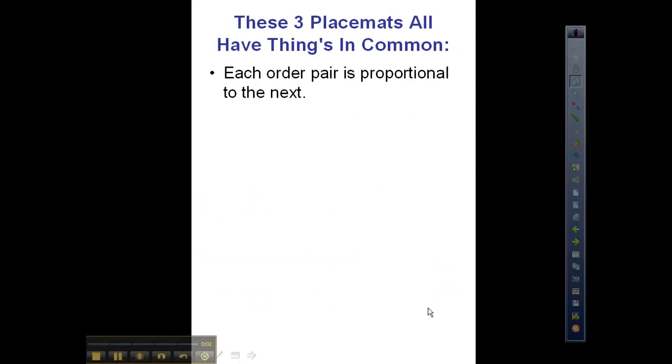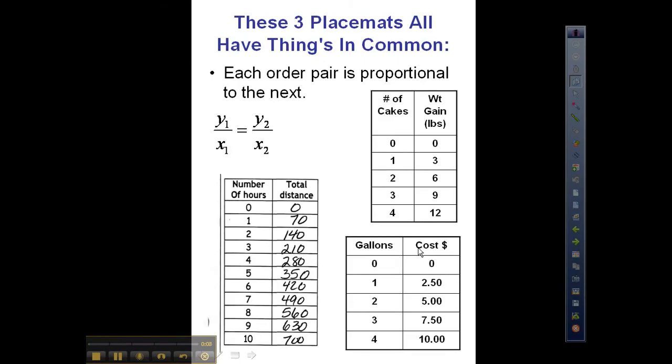Direct variation part 3. Each ordered pair is proportional to the next. If you look at a table, you can tell whether it's proportional or whether it's direct variation by checking to see if data points in the table are proportional.